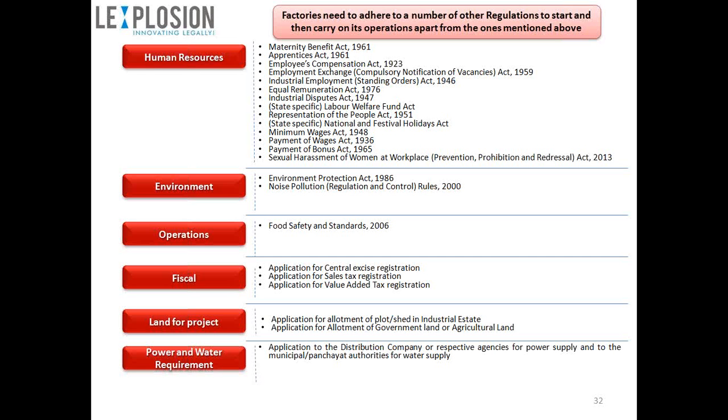Power and water requirement: you need to again apply to the distribution company for ensuring that you have power supply and water supply before you start the factory. The latter two parts, that is land for project and power and water requirement, don't have any legal compliances attached with them. It's more of facilitatory information that we're providing here to tell you that there are certain other requirements that you need to fulfil if you are starting a factory.